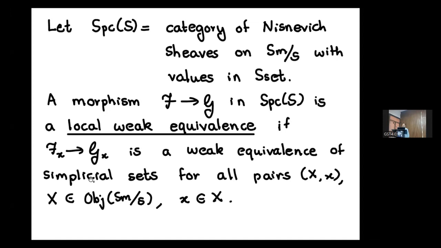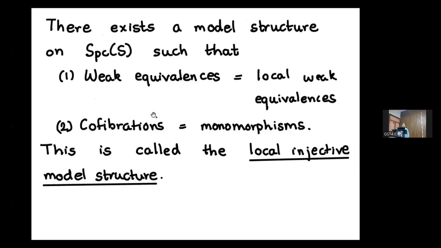Okay. And now the point is that there is a model structure on this category of spaces in which the weak equivalences are these local weak equivalences, and the co-fibrations are going to be monomorphisms. And this is called the local injective model structure. So all these details are not really that important.